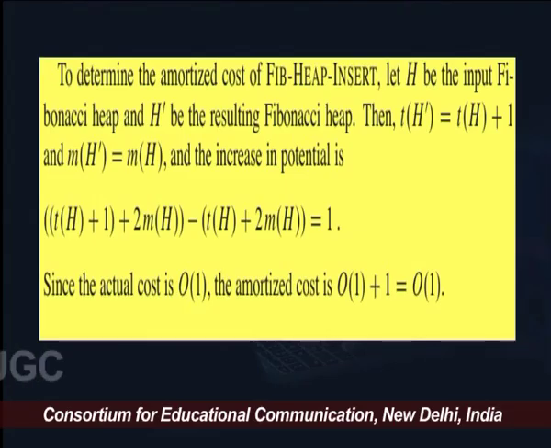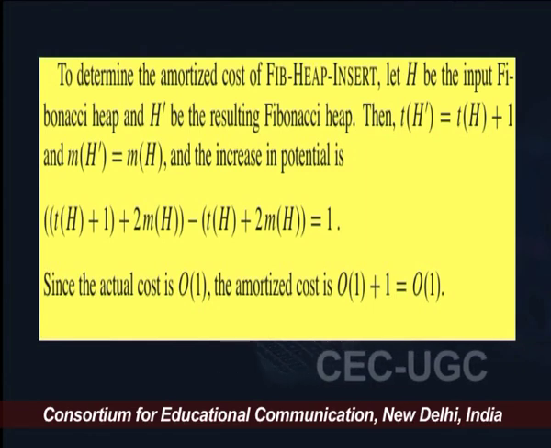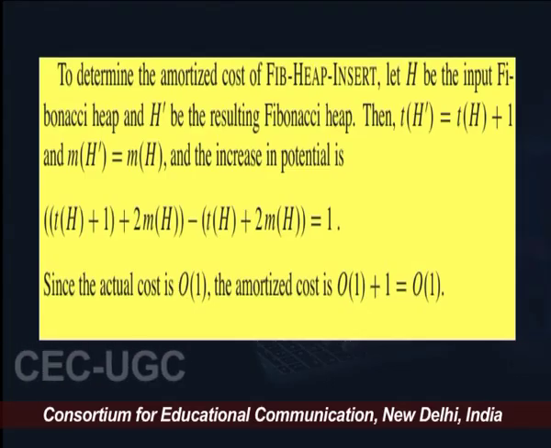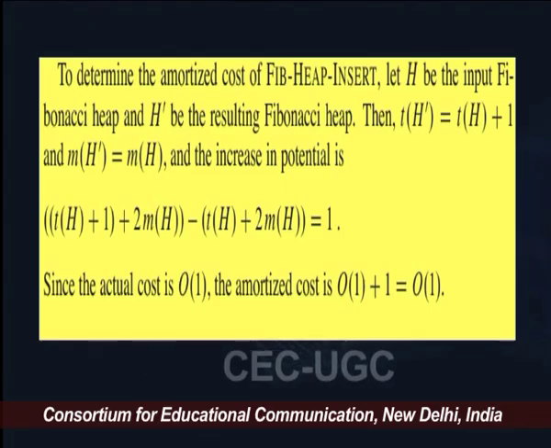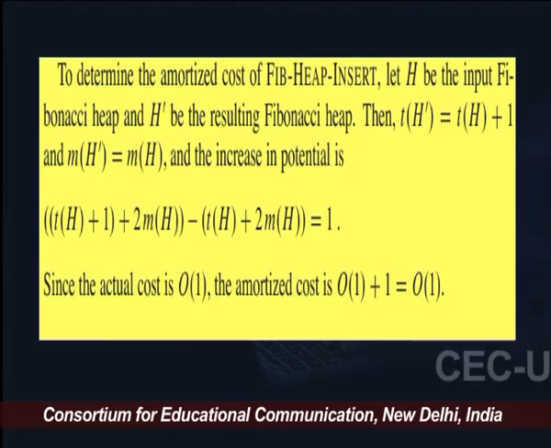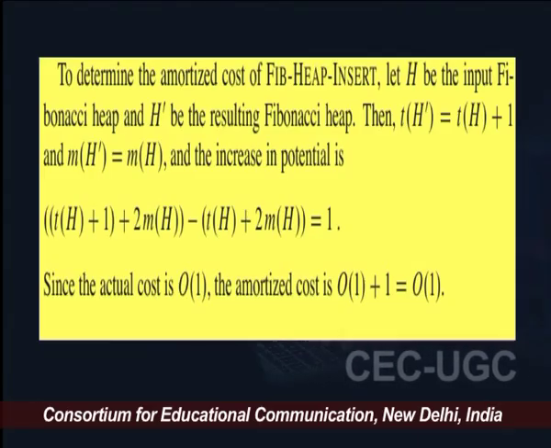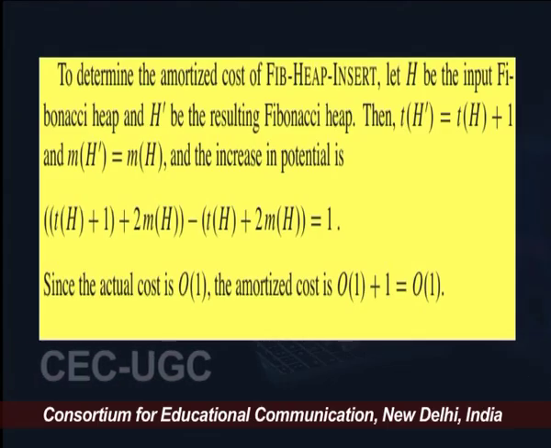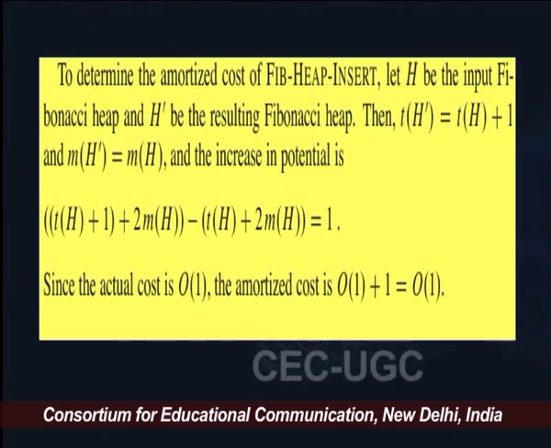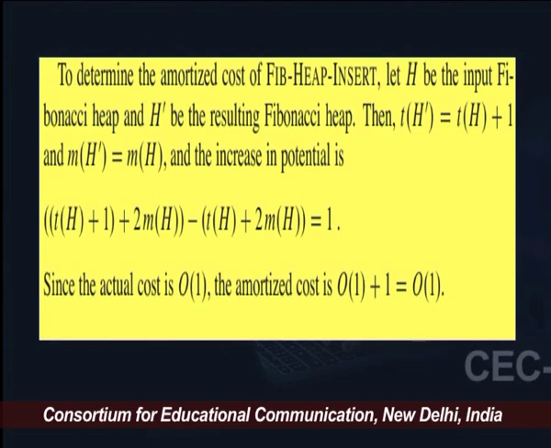Now, in order to determine the amortized cost of fib heap insert, let us say that h is the input Fibonacci heap and h dash is the resultant Fibonacci heap. So, h is the heap which is given on top of the screen, and h dash is the resultant heap which is obtained after addition of this newly inserted node, which is 21 here. So, T of h dash, if we look, is equal to T of h plus 1, and m of h dash is equal to m of h.